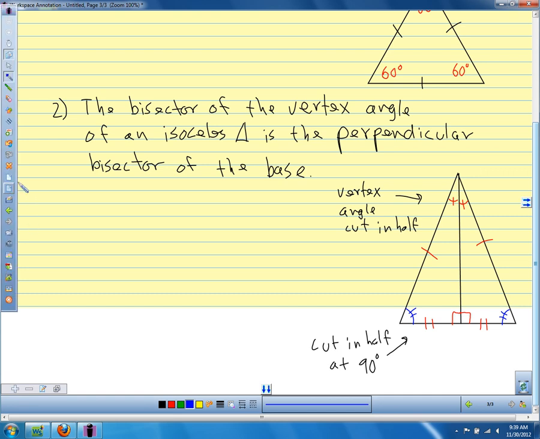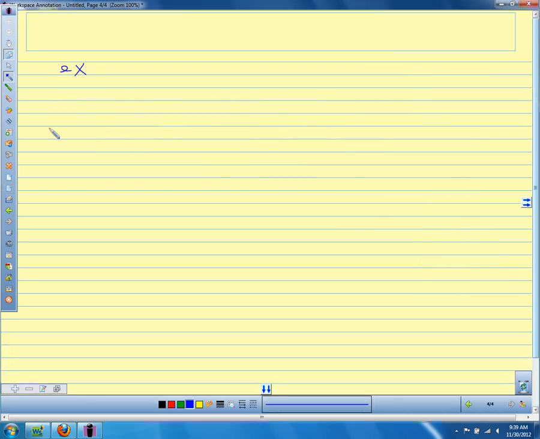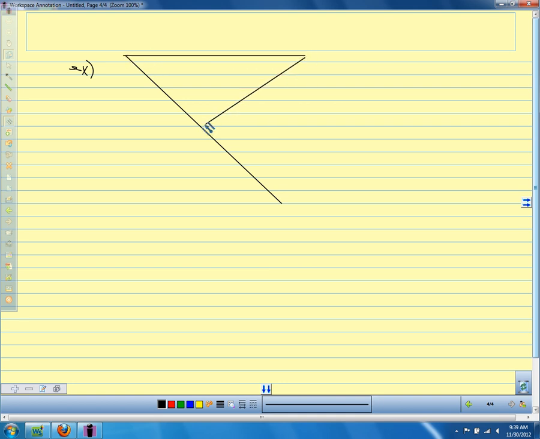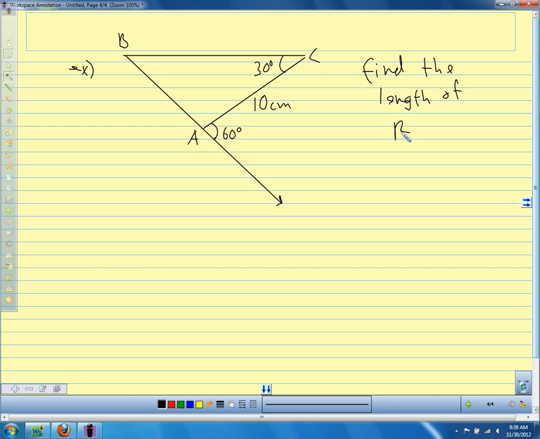Okay, let's look at a quick example of using isosceles triangles, and then we will be done. So here's our picture. And I'll call this point B, A, and C. This is 30 degrees. This is 60 degrees. And this side is 10 centimeters. We want to find the length of segment BA. So we're looking for the length of this segment.